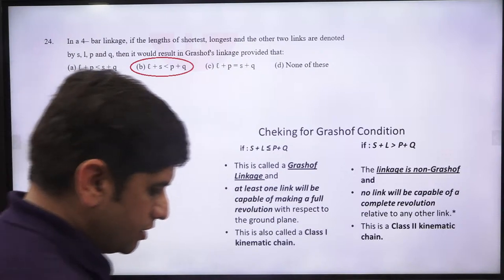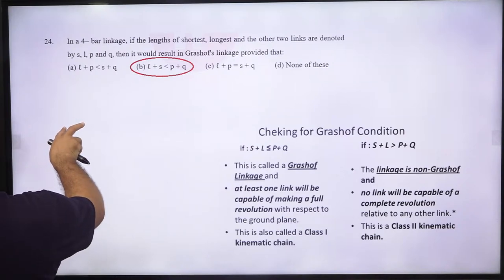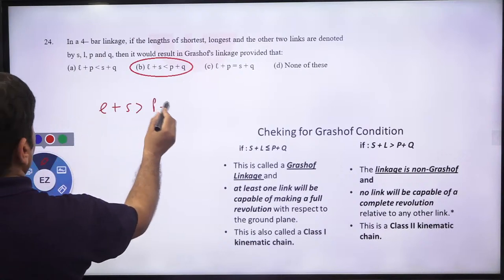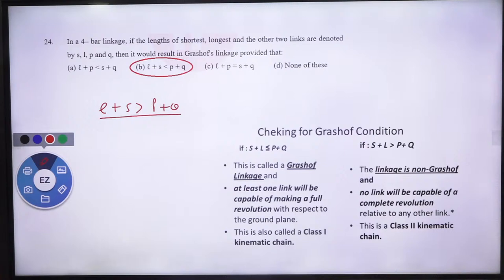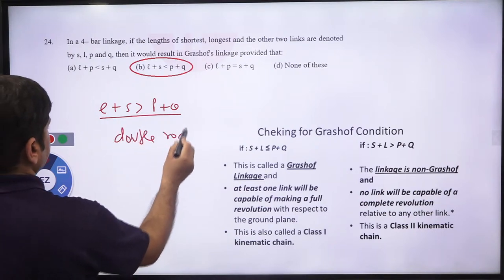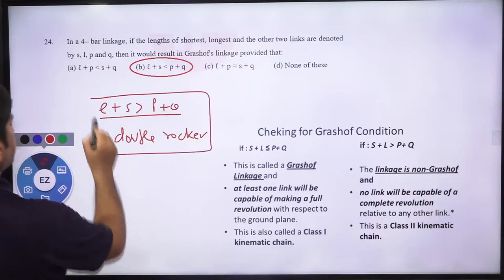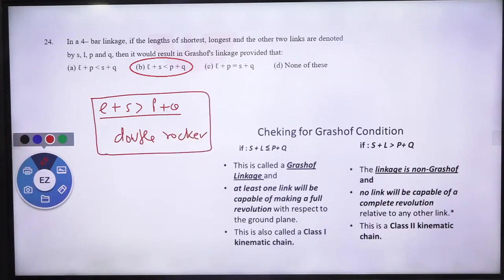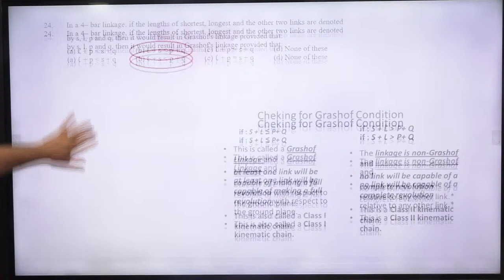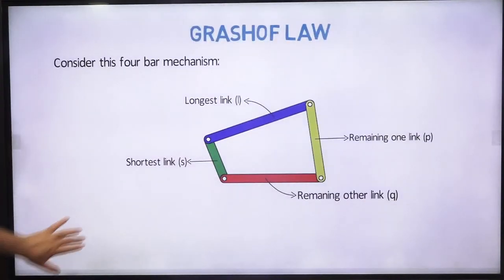If you get this particular case, let us say L plus S is greater than P plus Q, what you get is double rocker. None of the links will make a complete revolution. Yes, double rocker will be obtained if L plus S is greater than P plus Q. So remember this. What do you mean by Grashof linkage? Anyhow, this we have done.